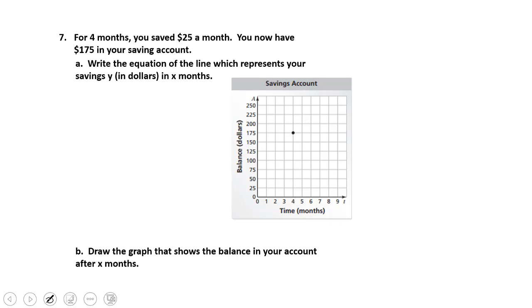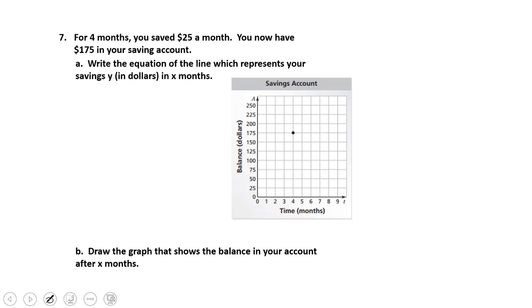One, again, we're going to write the equation of the line which represents your savings y in dollars in x months. And then we're going to draw the graph that shows the balance in your account after x months. So it's nice. They gave us this graph here, and it kind of helps out. And this graph shows a point. So that point helps us out.